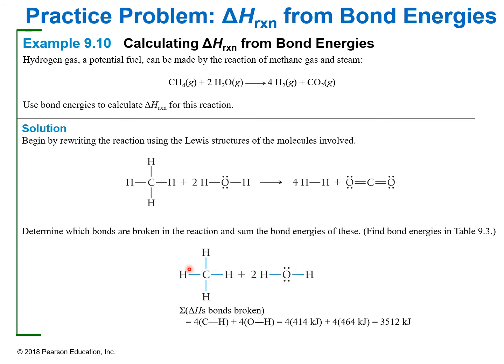So if we go back to the chart and we plug in the values, it would look like this. Because we have 4 of these carbon-hydrogens, we would take 4 times the carbon-hydrogen bond. We have 4 of these OH bonds, and these values are coming directly from that chart from your book. So our delta H for breaking up the bonds is going to be equal to 3512 kilojoules.